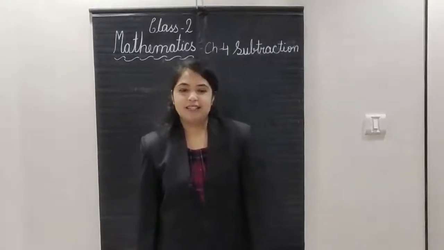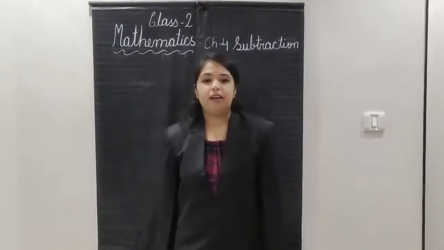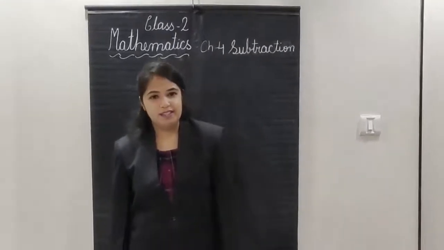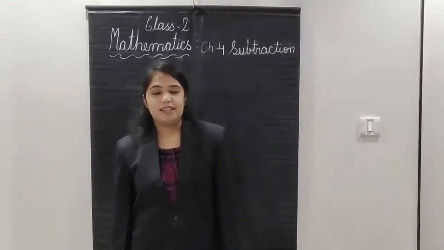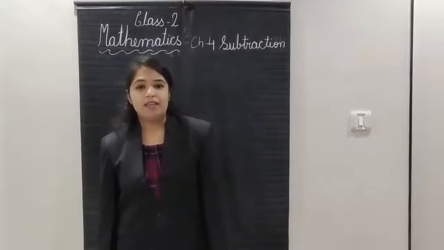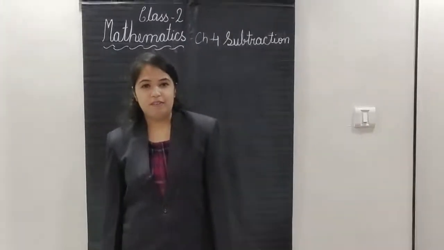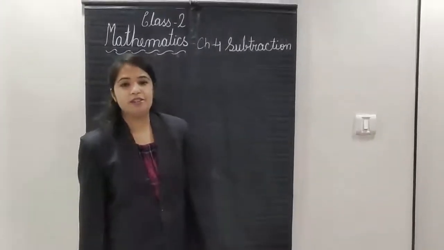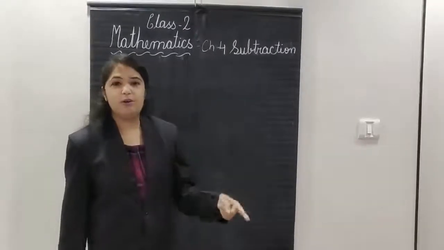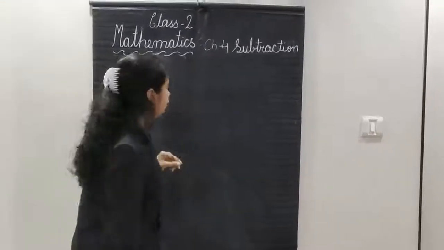In the last class, we have done the subtraction. We have started the subtraction of 3 digit, right? In the last class, we have done the concept without regrouping. Now, today we will do with regrouping, subtraction with regrouping. In that also, there are two forms.